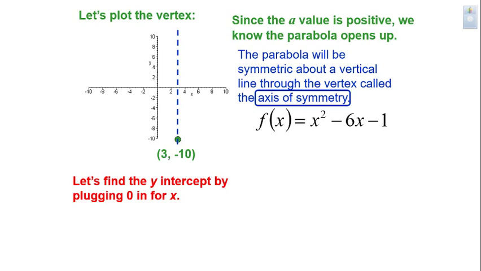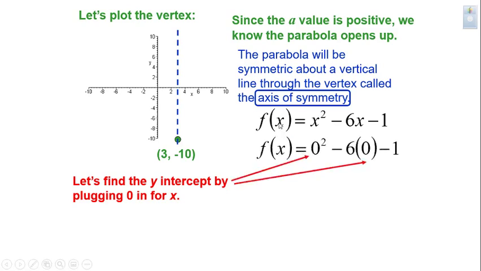Now, let's talk about the y-intercept. Where does the graph cross the y-axis? What we will do is replace all our x's with 0 and see what we get for the y-coordinate. So we're finding f of 0. f of 0 is equal to 0 squared minus 6 times 0 minus 1, which is just a constant, -1.